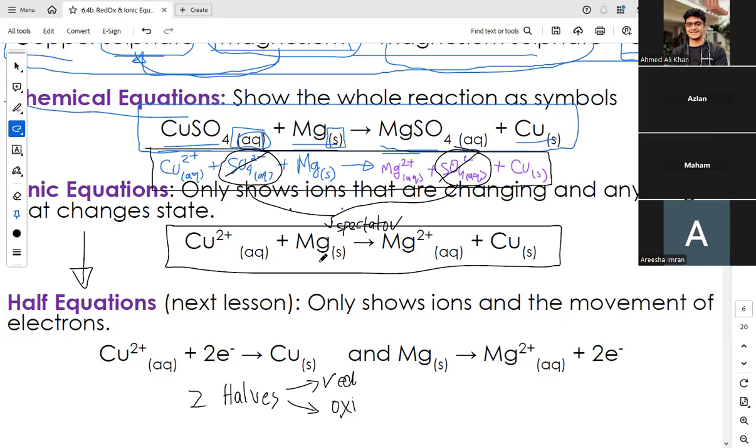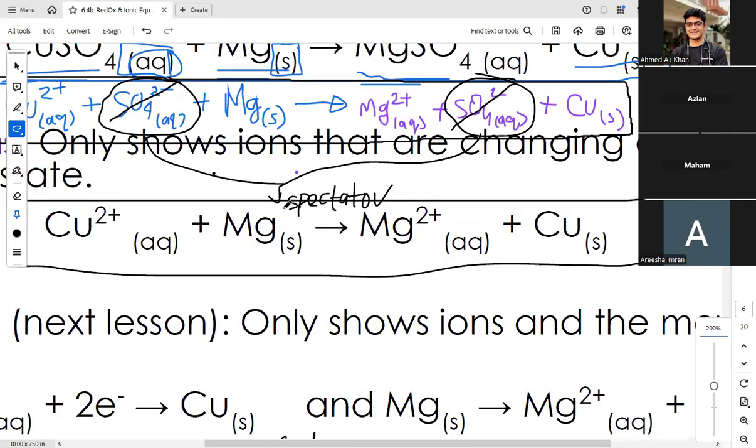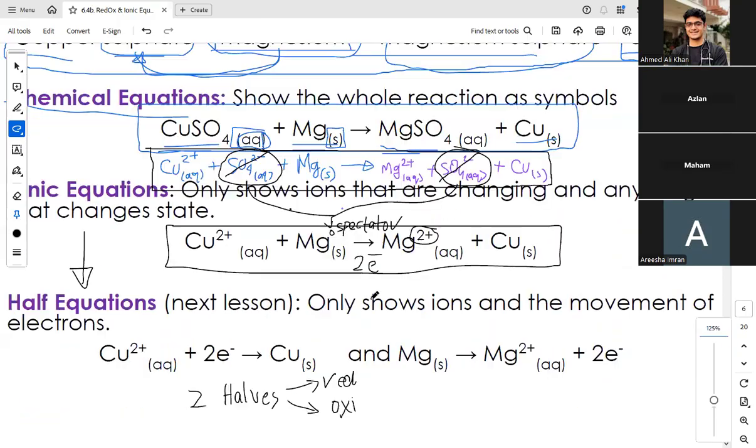देखो, मैग्नीशियम जो है, इसका चार्ज पहले क्या था? मैग्नीशियम का चार्ज जीरो था यहाँ पर, ठीक है? It gained a 2 plus charge when it reacted with copper. So how do you gain a 2 plus charge? You basically lose two electrons. You have to lose those electrons to gain a 2 plus charge. So loss of electrons is oxidation. Okay. So right here, magnesium is oxidized.